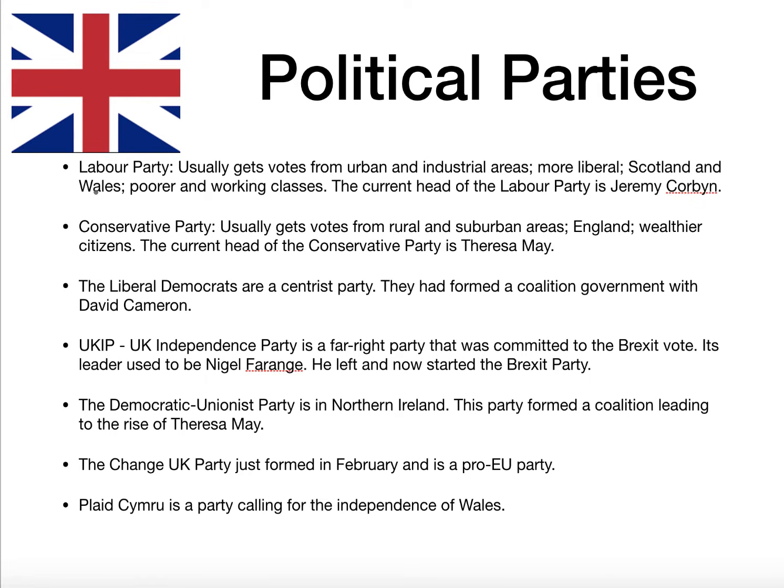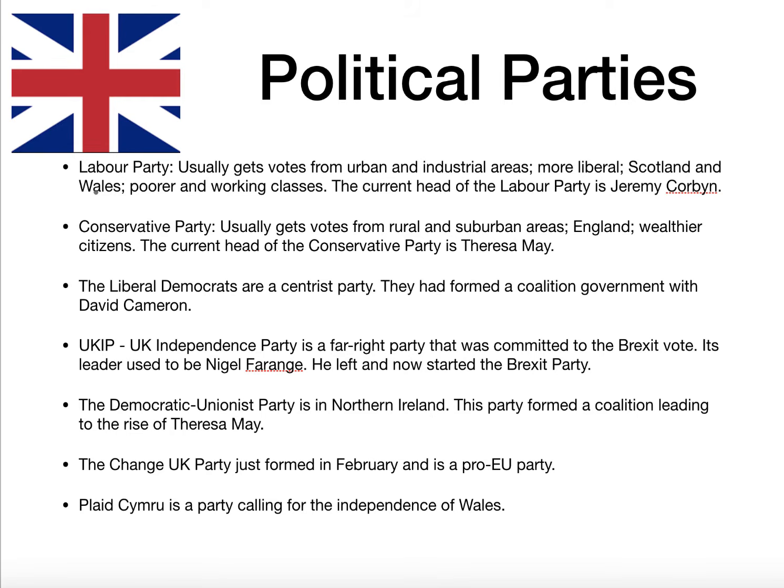What are these political parties? So you have the Labour Party, which gets most of its votes from urban and industrial areas. That is the more liberal party. Scotland and Wales tend to be the more liberal areas of the UK. Poor and working class people will vote for Labour.